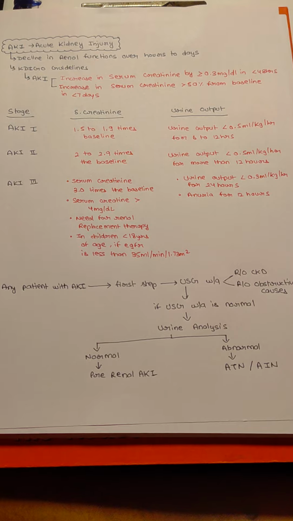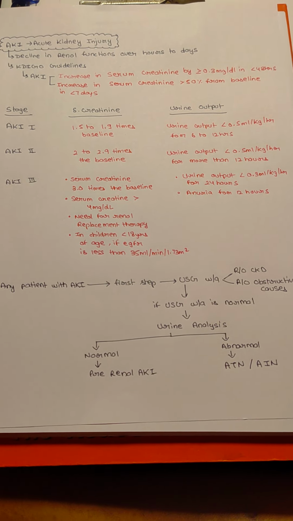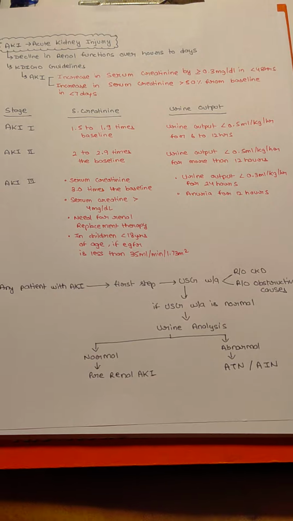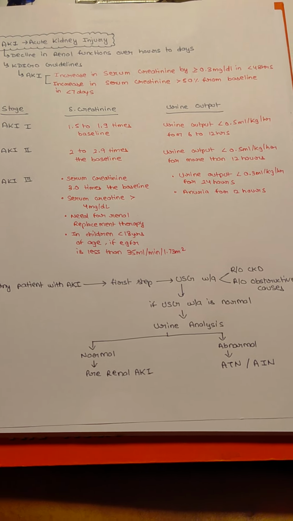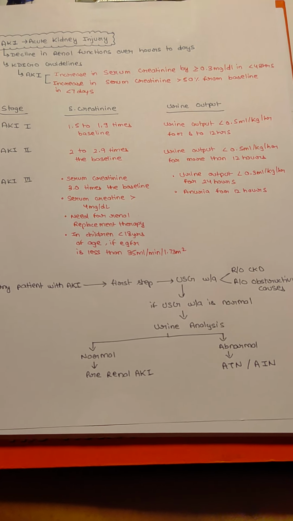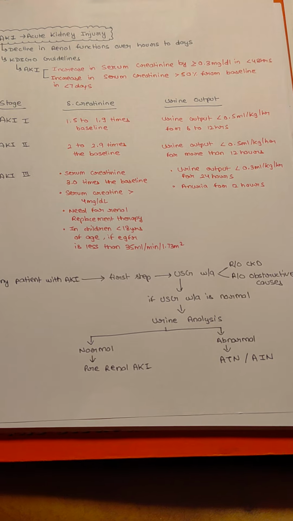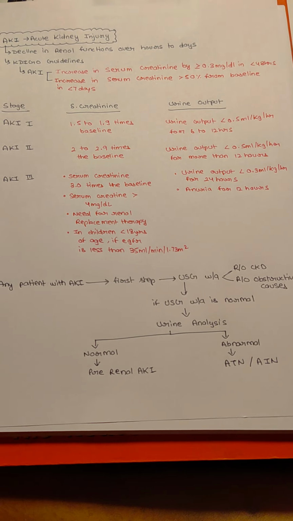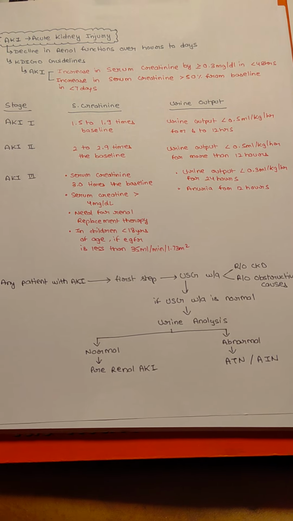So what exactly is AKI? If I have to explain it to a layman, I will just basically say it is a decline in renal function over hours to days. But we must diagnose it using the KDIGO guidelines. So according to KDIGO guidelines, AKI is an increase in serum creatinine levels by more than or equal to 0.3 mg per deciliter in less than 48 hours, or it is an increase in serum creatinine level by more than 50% from the baseline in less than 7 days.